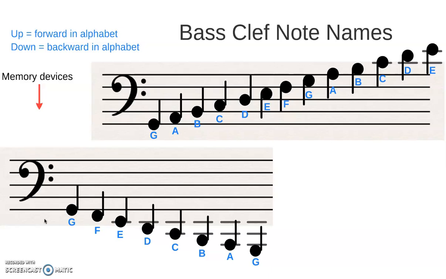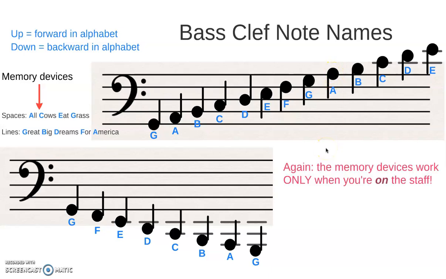Memory devices for the bass clef. If you're using the memory devices, you're going to have to remember which ones are treble clef lines, which ones are bass clef lines, which ones are treble clef spaces, which ones are bass clef spaces. So my trick for the spaces here, all cows eat grass. All cows eat grass. For the lines, I heard this one a few years back and I like it. Great big dreams for America.